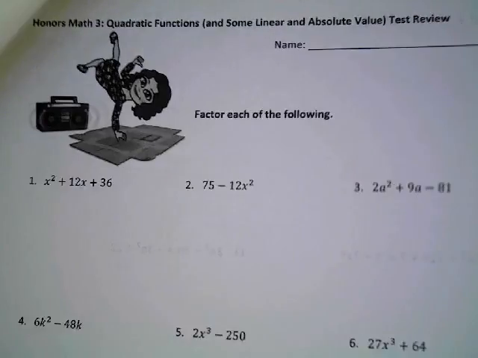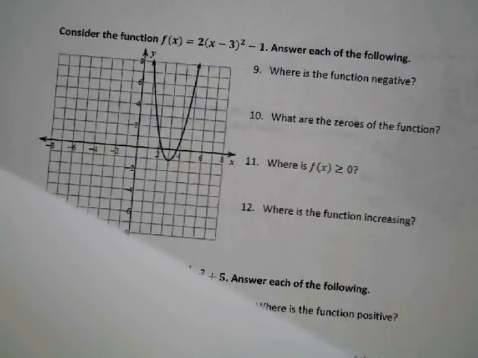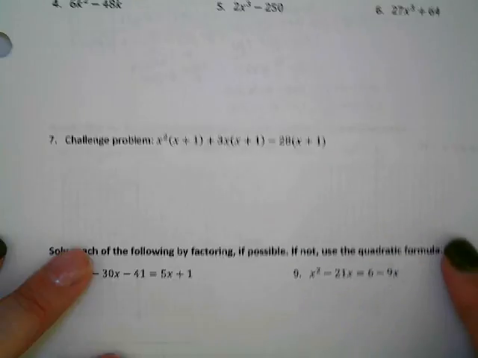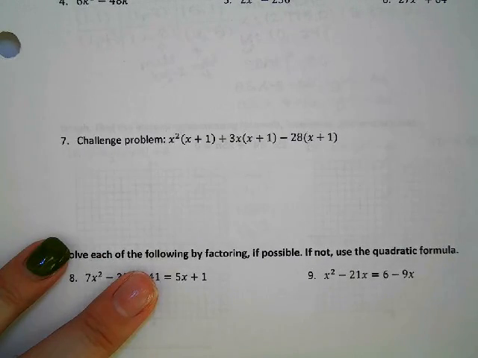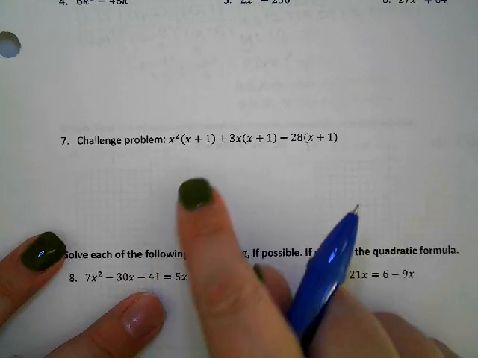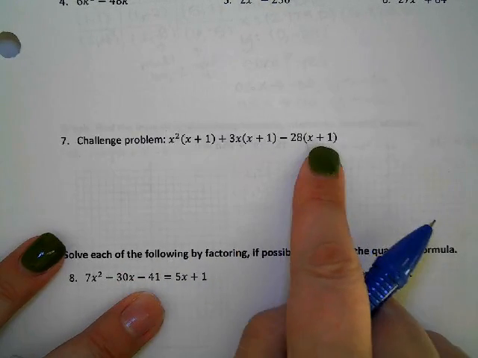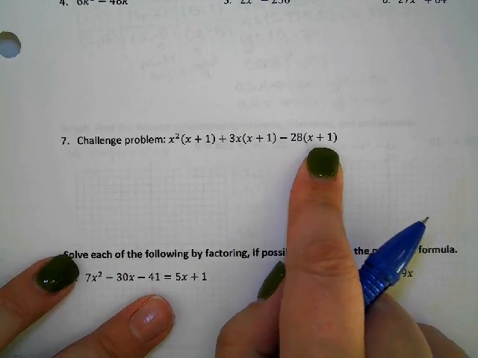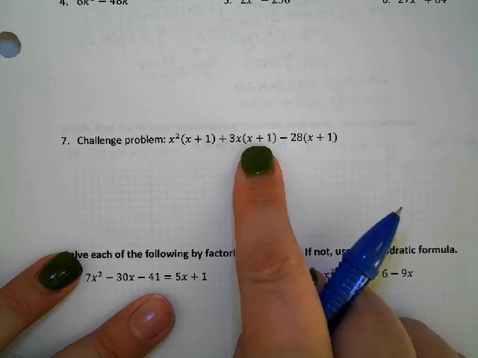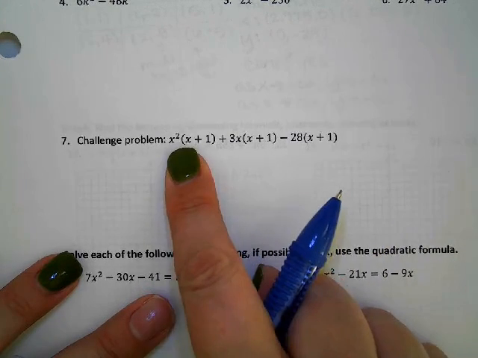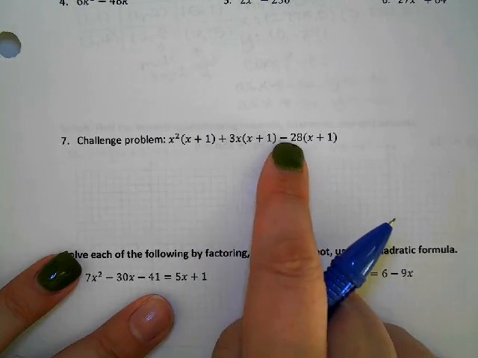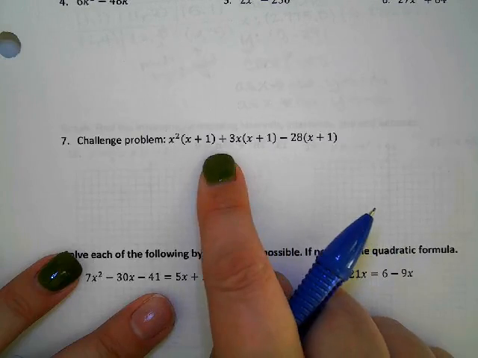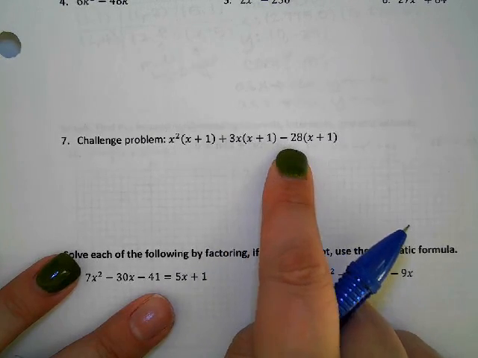Okay. So if you look at number 7, you can see within that problem that all of the parentheses are the same: X plus 1, X plus 1, X plus 1. And so what that means is that X plus 1 is like a GCF. So you've got a term times something, a term times something, a term times something. So you can take X plus 1 out as a GCF. So we're going to say X plus 1 is the GCF.